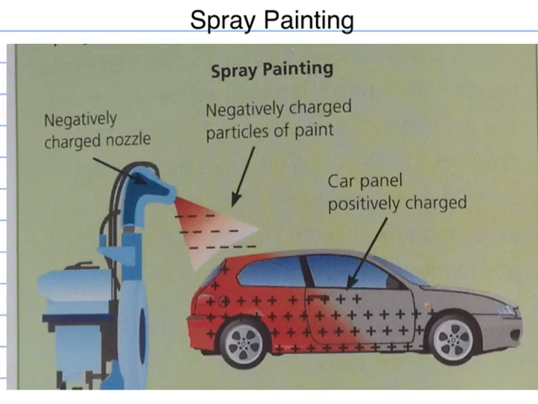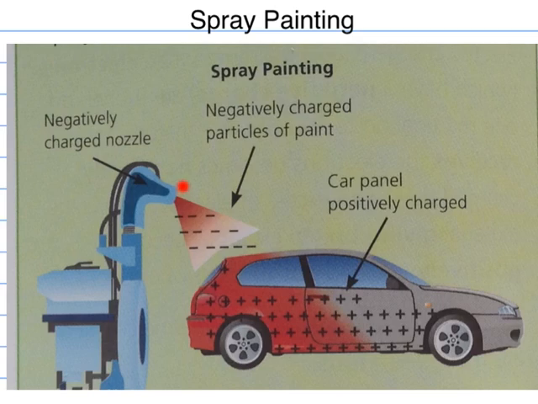Now if we have a look at the car here that's being sprayed a lovely red colour, I think all cars are cooler if they're red. Now here we've got a spray gun, and we have the paint coming up through here. Now what happens is the paint travels up through here, and then when it leaves the gun it becomes negatively charged, so the gun causes it to become negative.